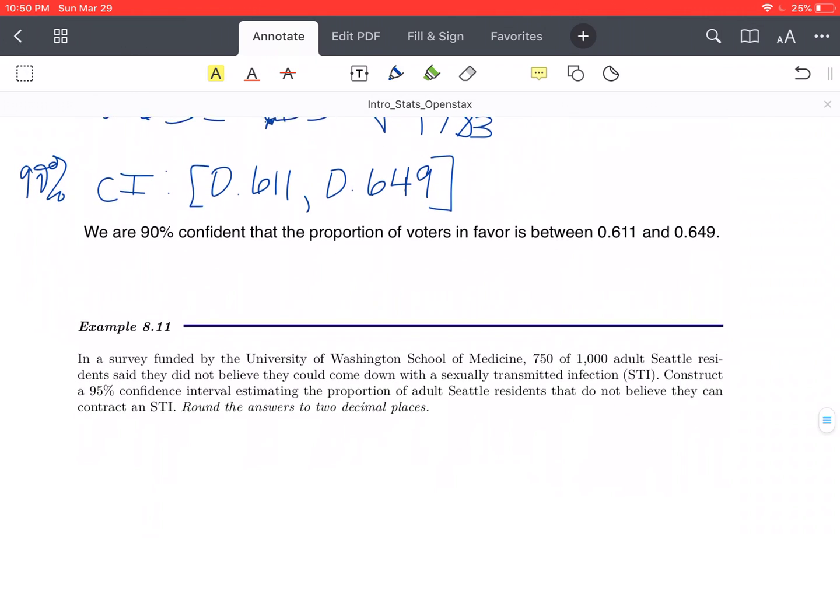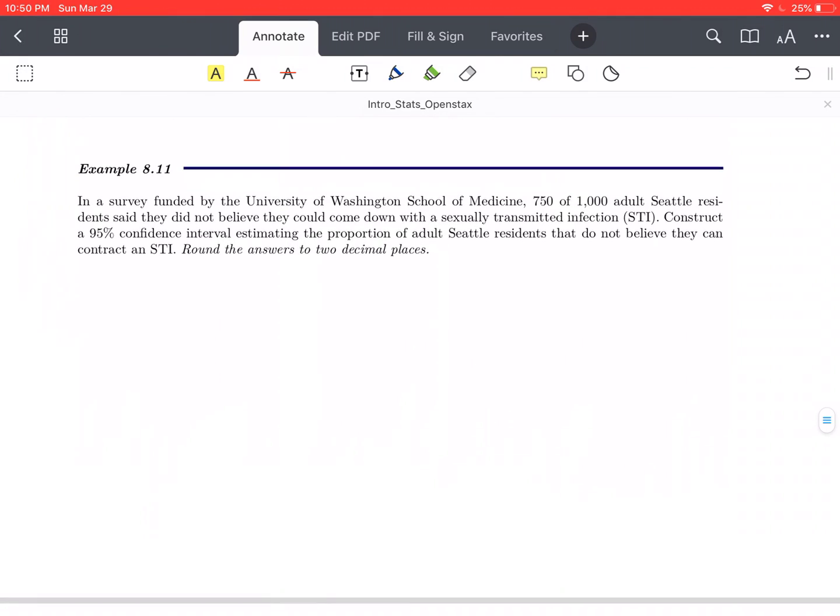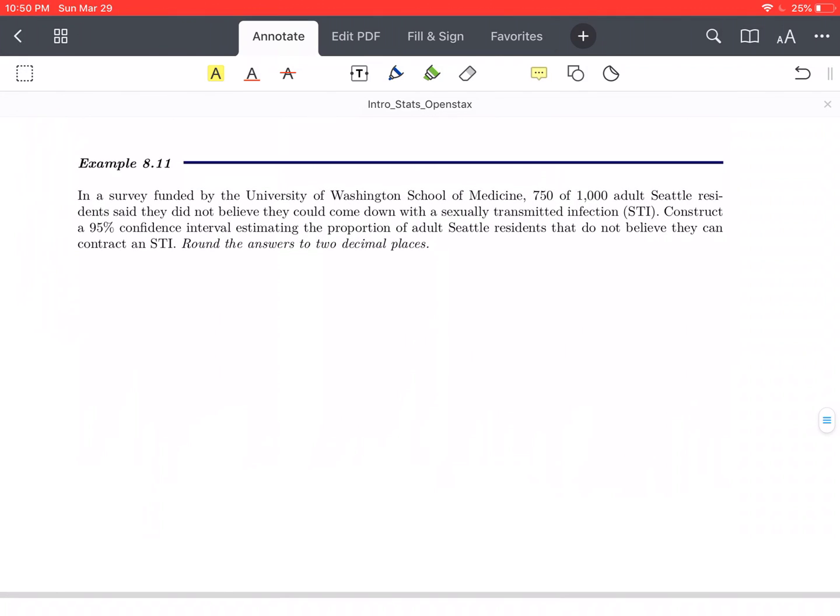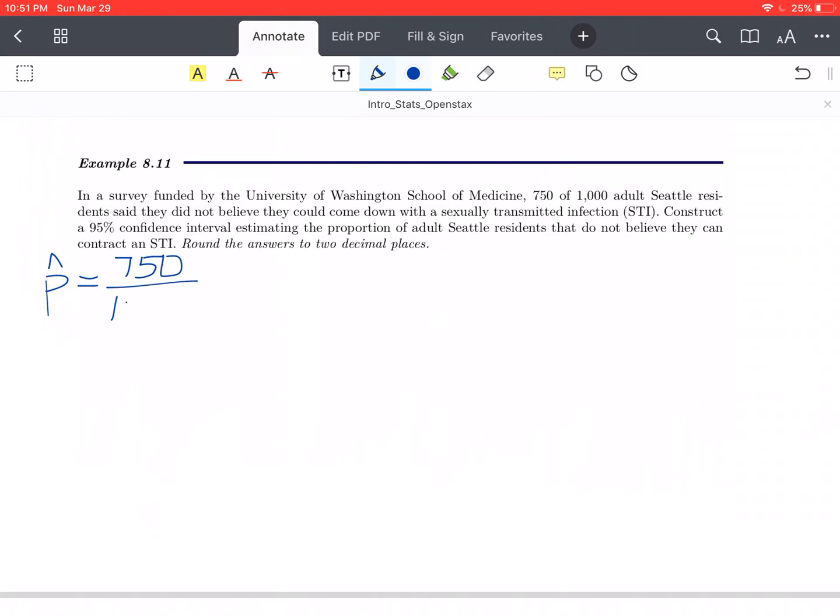So let's look at another one. In a survey funded by the University of Washington School of Medicine, 750 of 1,000 adult Seattle residents said they did not believe they could come down with a sexually transmitted infection, or STI. Construct a 95% confidence interval estimating the proportion of adult Seattle residents that do not believe they can contract an STI. First we need to get that point estimate, so that p-hat value. That's going to be 750 out of 1,000, so that's just 0.75.